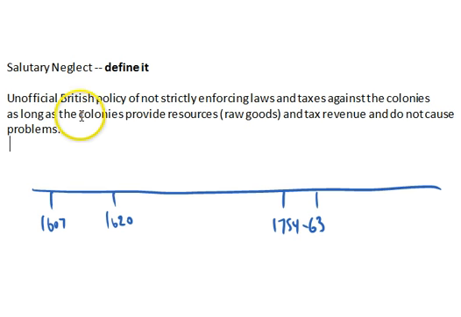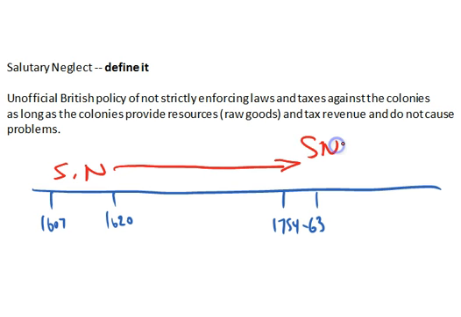So here's the second part. Here's some historical context. So these are the first British colonies, and things go along pretty well for a while. And then what happened, the policy is salutary neglect. And this is when salutary neglect ends, because of the French and Indian War, which runs from 1754 to 63.